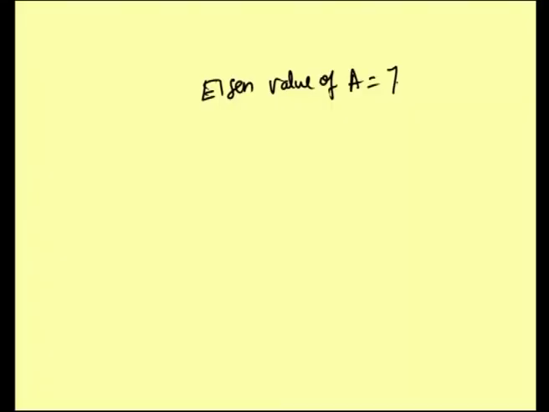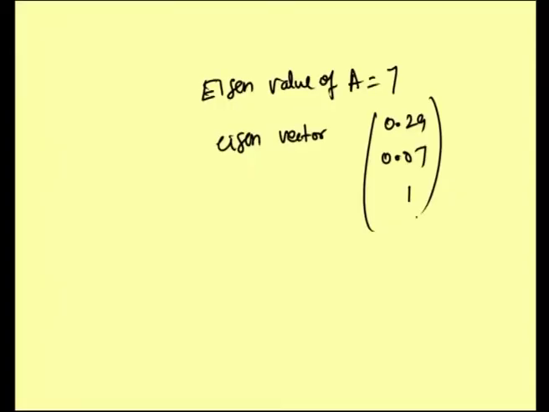So, eigenvalue of A is 7. That is, this is among the 3 values of A, this is largest eigenvalue, and the corresponding eigenvector for this is 0.29, 0.07 and 1. This is corrected rounded off value.